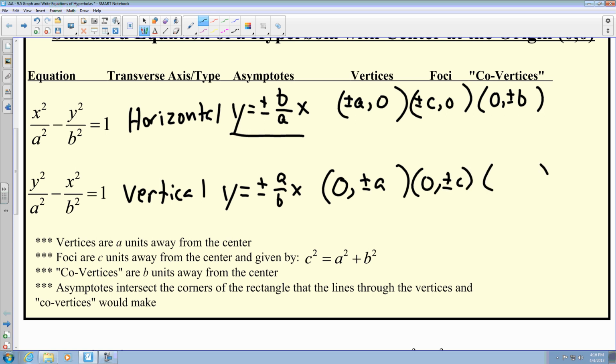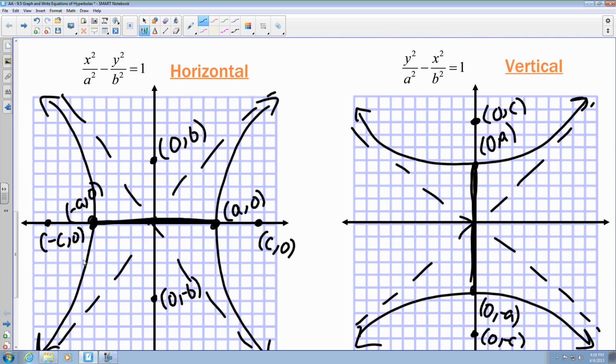And then the last thing is going to be our co-vertices, and this is going to be plus or minus b comma 0. So it's going to be on the x-axis, somewhere around here and here. This is where our negative b comma 0 is, and this is where our positive b comma 0 is.